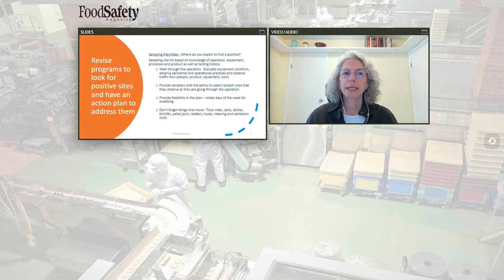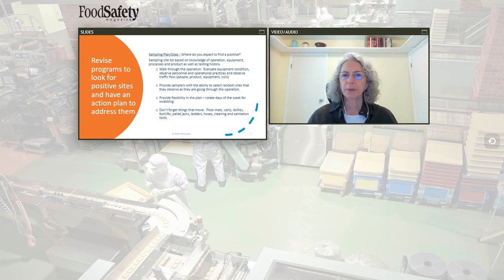So some recommendations on what could be done to address that are really revising your programs to look for those positives and have action plans. I think John also covered this, as well as Bob. Where do you expect to find that positive? You have a history of the operation, you know your operation. Get out there and walk through your operation. Go with your teams, look at equipment condition, watch practices, watch traffic flow, see what's going on.